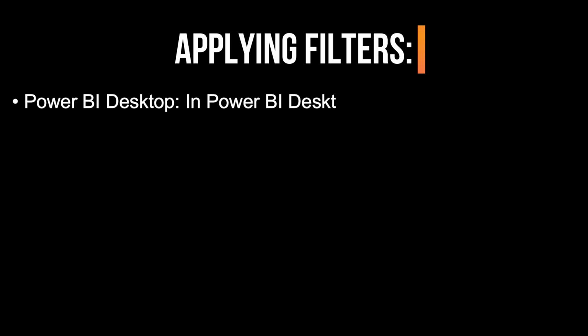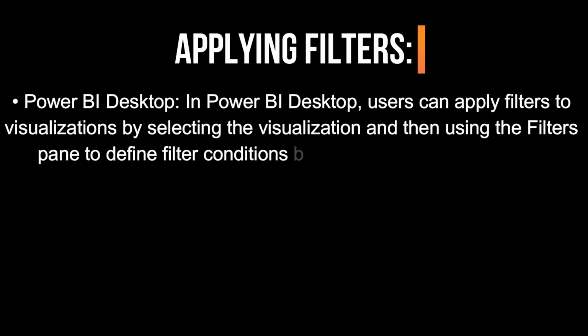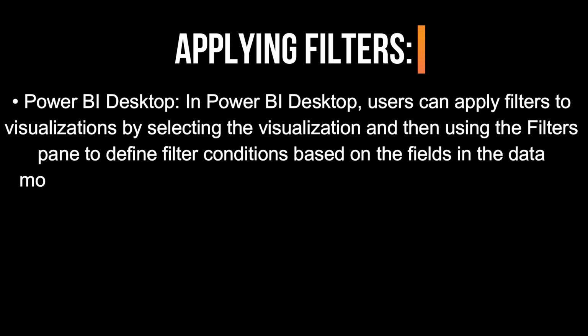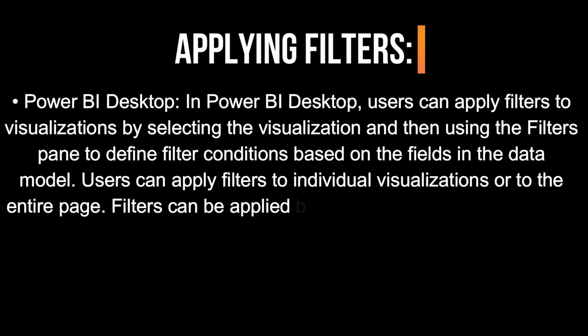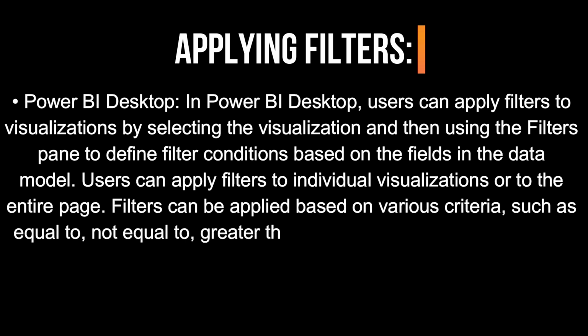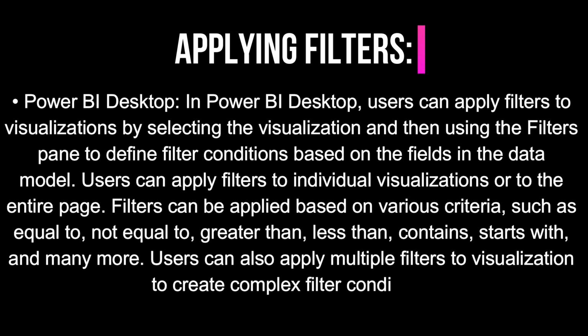In Power BI Desktop, users can apply filters to visualizations by selecting the visualization and then using the Filters pane to define filter conditions based on the fields in the data model. Users can apply filters to individual visualizations or to the entire page. Filters can be applied based on various criteria, such as equal to, not equal to, greater than, less than, contains, starts with, and many more. Users can also apply multiple filters to a visualization to create complex filter conditions.